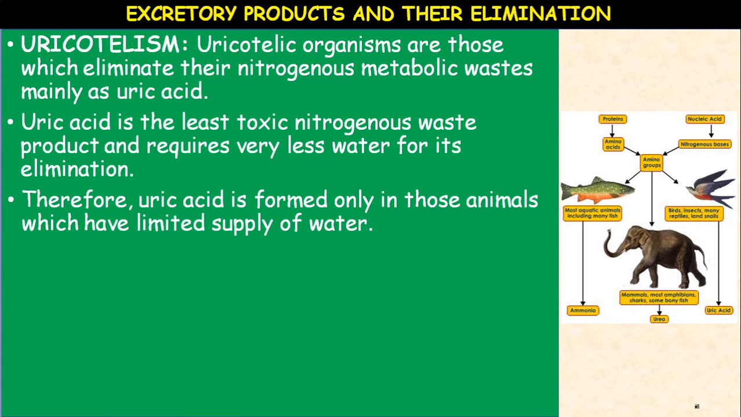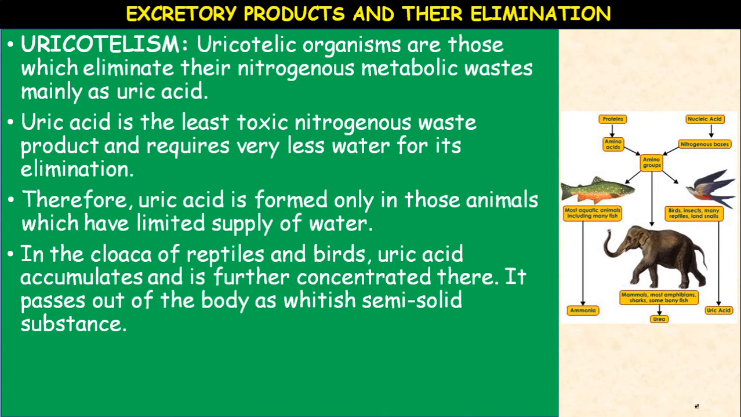The animals which live in dry conditions are uricotelic. Therefore, uric acid is formed only in those animals which have a limited supply of water. Reptiles and birds are very good examples of uricotelic animals. In the cloaca of reptiles and birds, the uric acid accumulates and is further concentrated there.